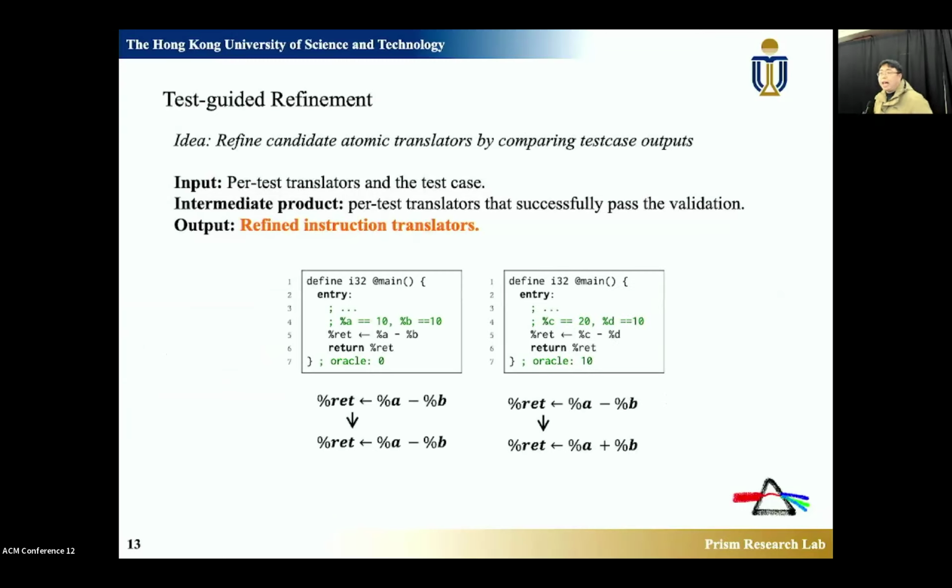But we can have another test case to help us with this case. For example, in the second program, if we apply the second translator to the subtraction, the return value is equal to 30. It's not equal to the oracle. In this way, we can successfully identify such an incorrect translator for the subtraction and keep just the correct one as a result. So this is our basic design in Sarah.